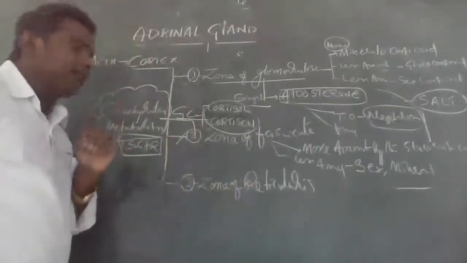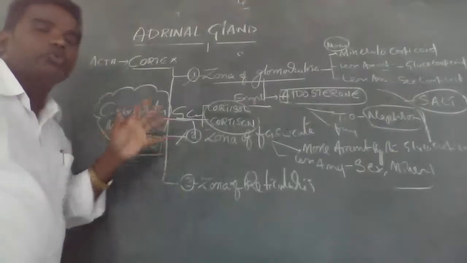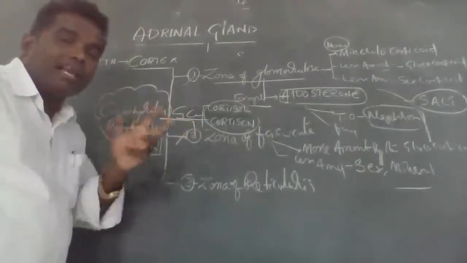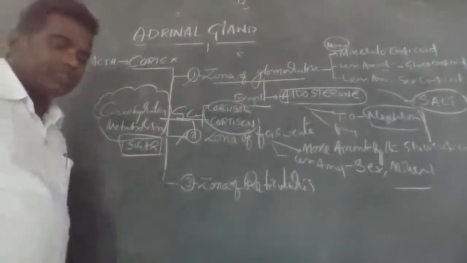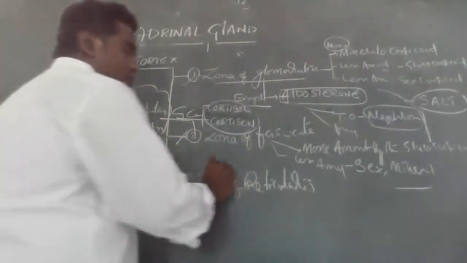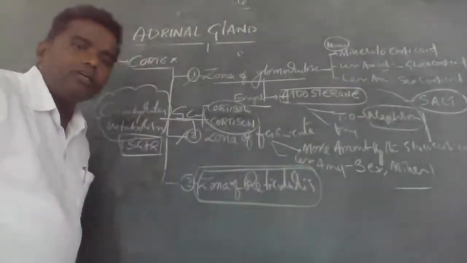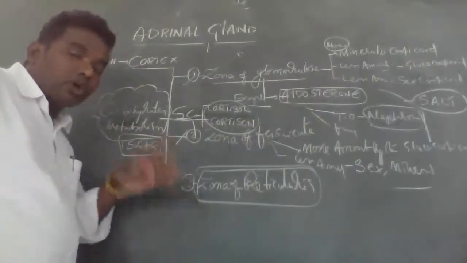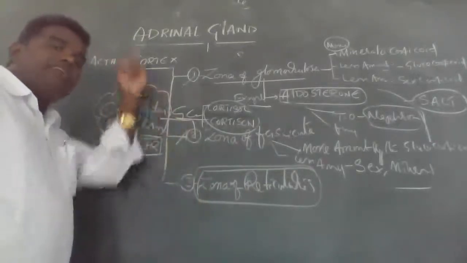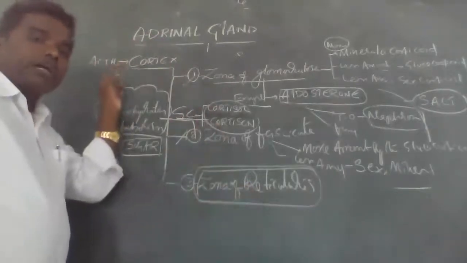So that is why this zone secretes more glucocorticoids and less sex and mineralocorticoids. Cortisol maintains the optimum sugar level in the body. That is why it is called the sugar maintaining zone, the sugar balancing zone.